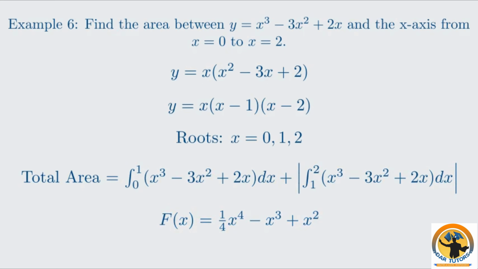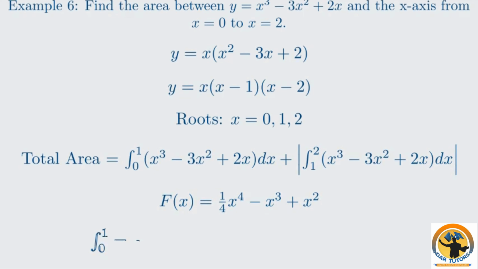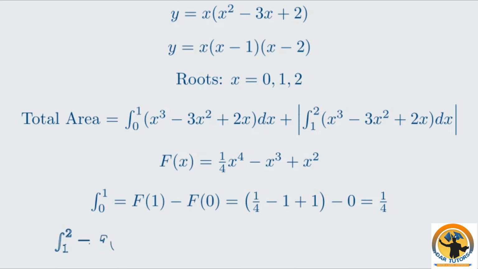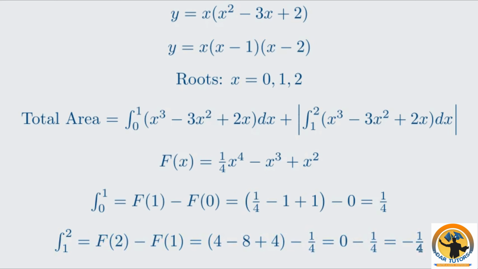Now, let's evaluate the first integral. The integral from 0 to 1 is f of 1 minus f of 0, which is 1/4. This is the area of the first lobe. Next, the second integral. The integral from 1 to 2 is f of 2 minus f of 1. This gives us negative 1/4. The negative sign indicates the area is below the x-axis.